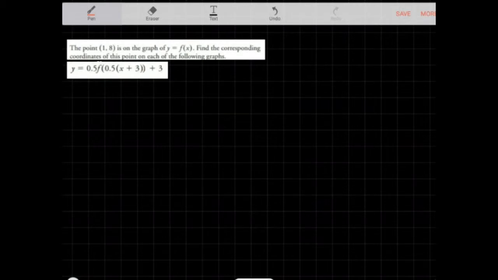Alright, let's take a look at another transformation question. The point (1, 8) is on the graph of y = f(x). Find the corresponding coordinates of this point on each of the following graphs. In the graph that we're given here, y = 0.5 f(0.5 x + 3) + 3.